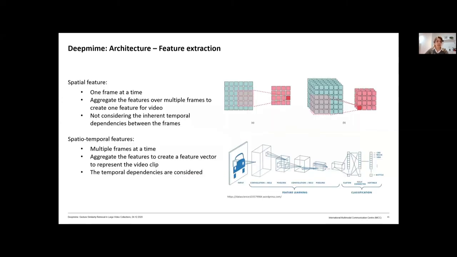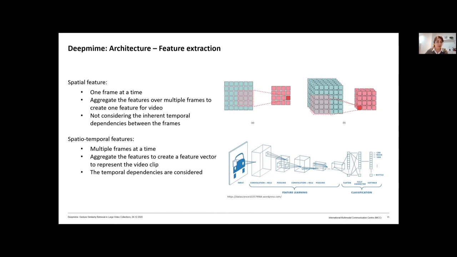So after the pre-processing, I mentioned that there is a feature extraction module. The feature extraction is the core component of every search system. Before I mention what feature extraction we use in the Deepmime, it is important to know the difference between the different kinds of features that are there.